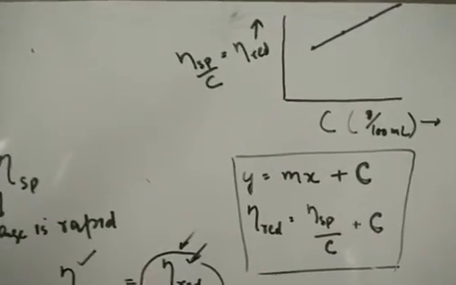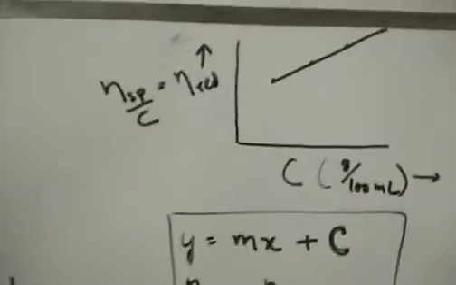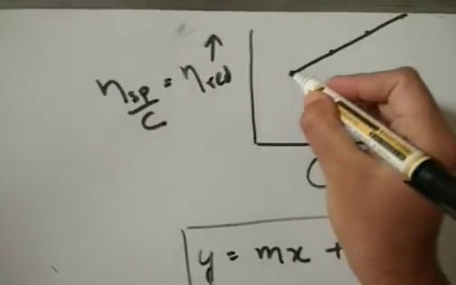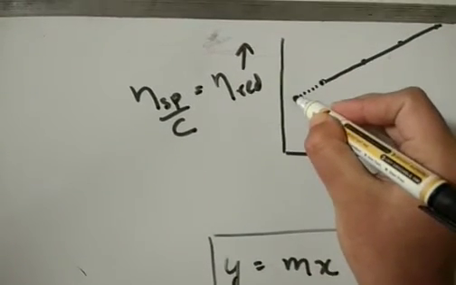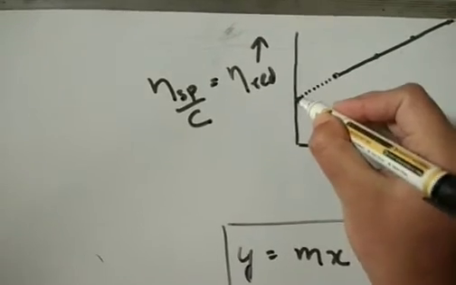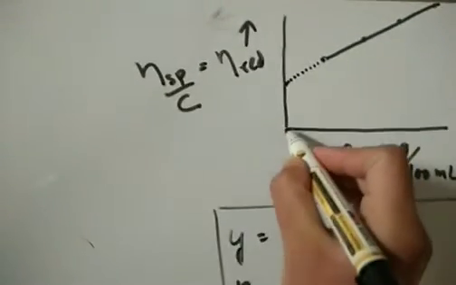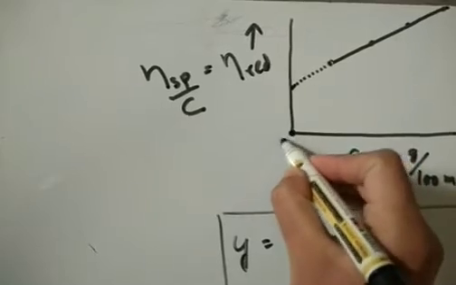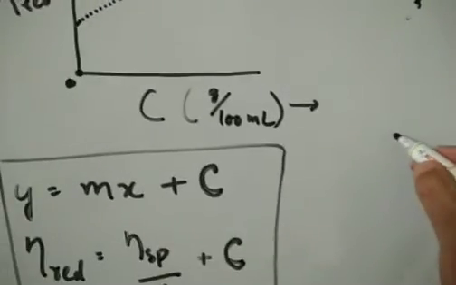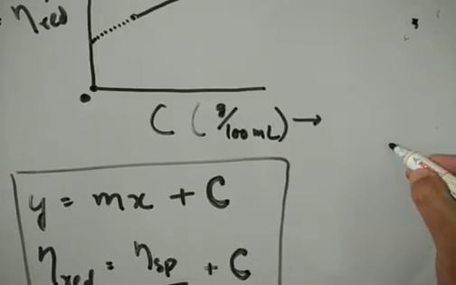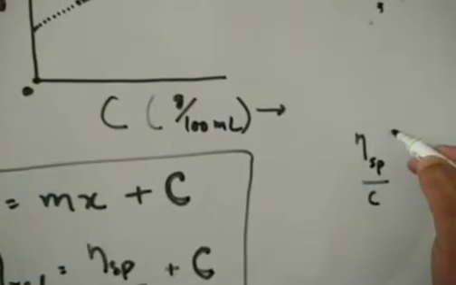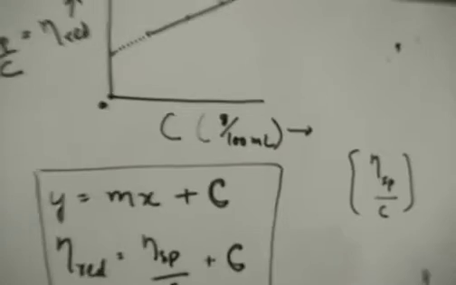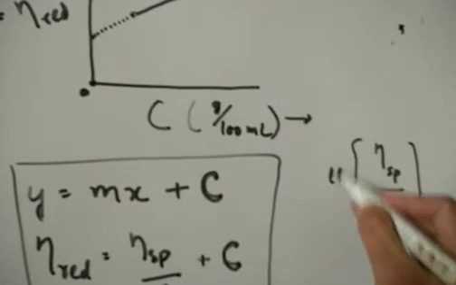Now, if you see this graph, if you go towards the zero concentration, you have to extrapolate this. So when you reach this point, you will get the viscosity of the solution when the concentration is zero. So what we'll do, we'll write it like this: specific viscosity by concentration when the limit approaches zero. We'll show it when the limit approaches zero.